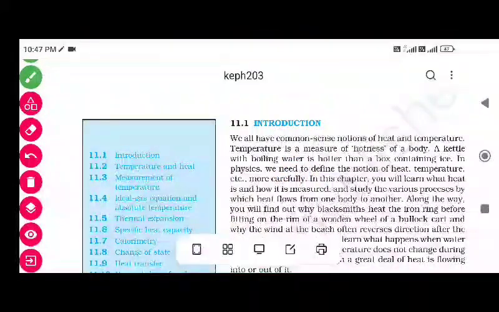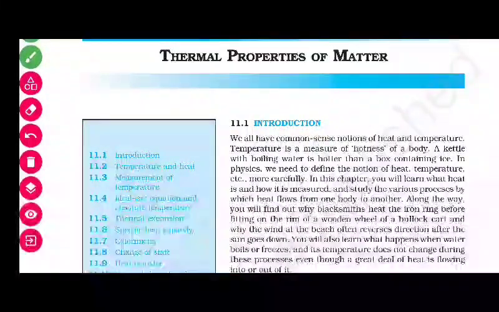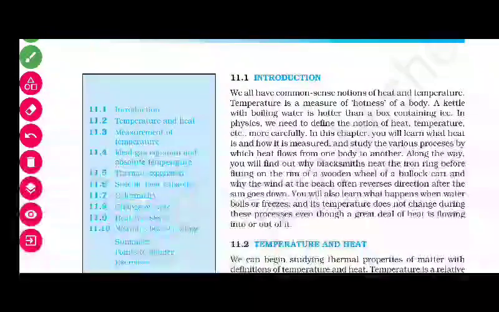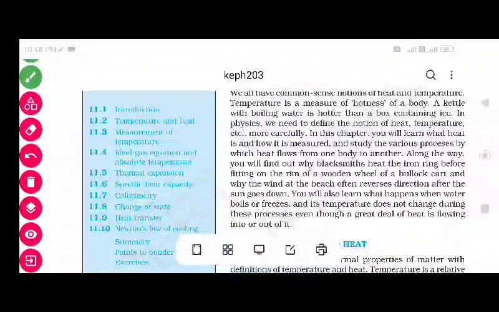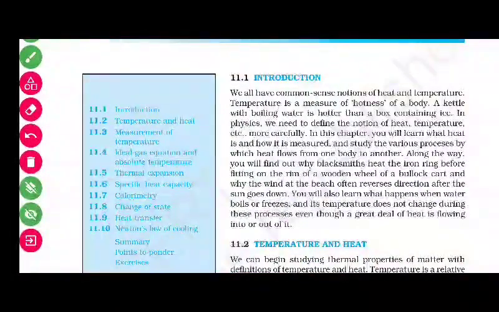So temperature is a measure of the hotness of a body. How hot a body is, that is temperature. A physical quantity which helps us differentiate between a hot body, a cold body, a hotter body. A kettle with boiling water is hotter than a box containing ice. Definitely there is a kettle with warm water in it, it is hotter, and a box which has ice in it will be colder.